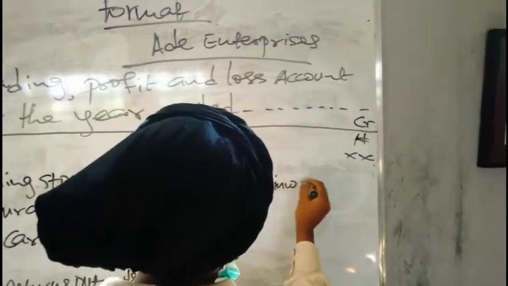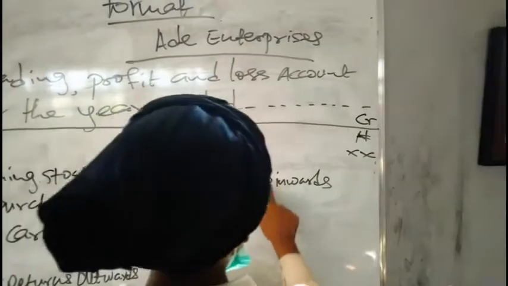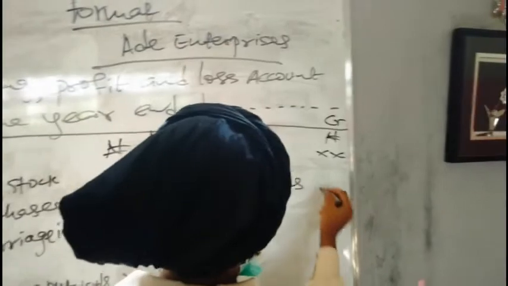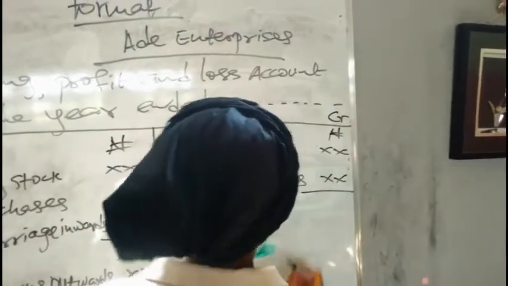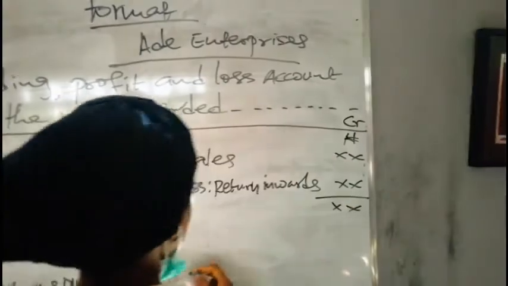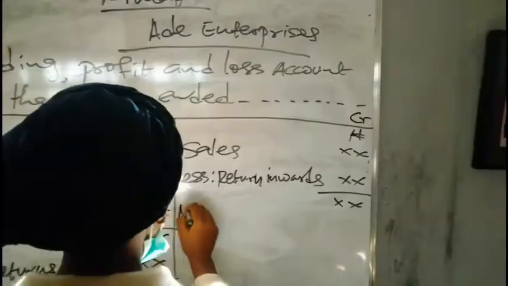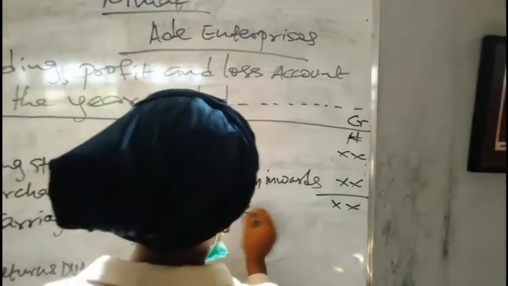Return inwards. Now, you've gotten the return inwards. Here, you deduct your sales from the return inwards, and you have your total net sales. Here is called the net sales. It's called the total net sales.